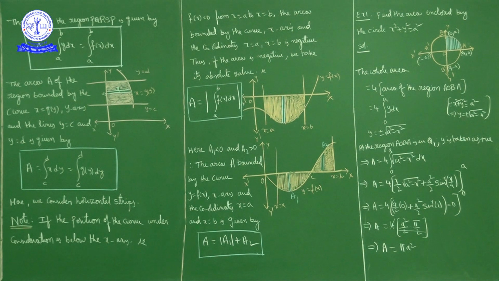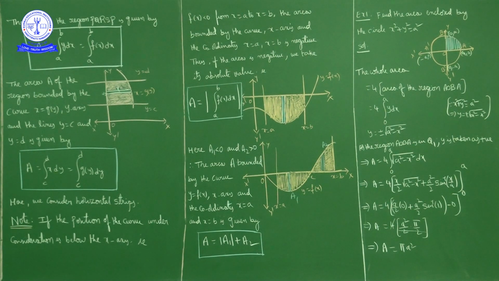So suppose you have a graph something like this, y is equal to f of x between x is equal to a and x is equal to b. Now here in this region the function is negative, so area is negative. In such case we will take its modulus, that is modulus of integral a to b f of x dx.